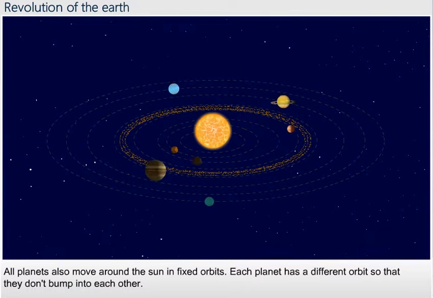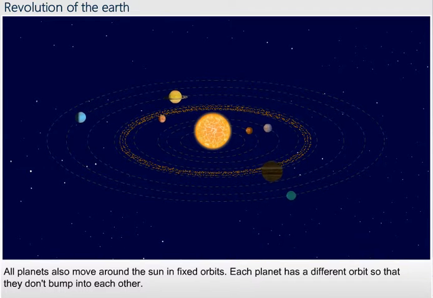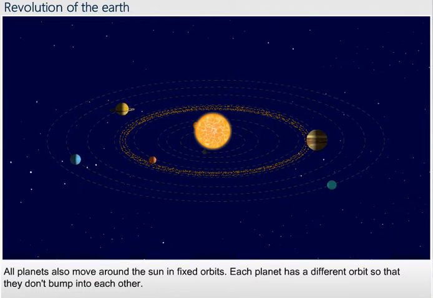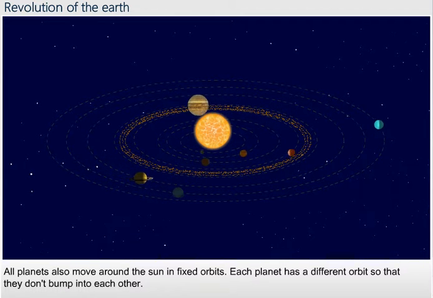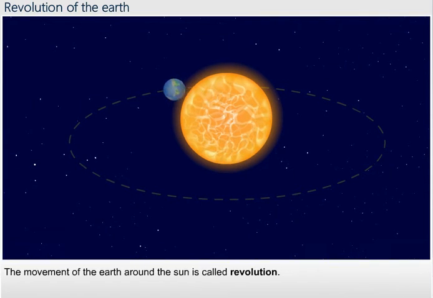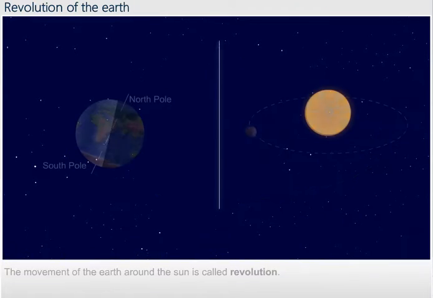All planets also move around the Sun in fixed orbits. Each planet has a different orbit so that they don't bump into each other. The move of the Earth around the Sun is called revolution.